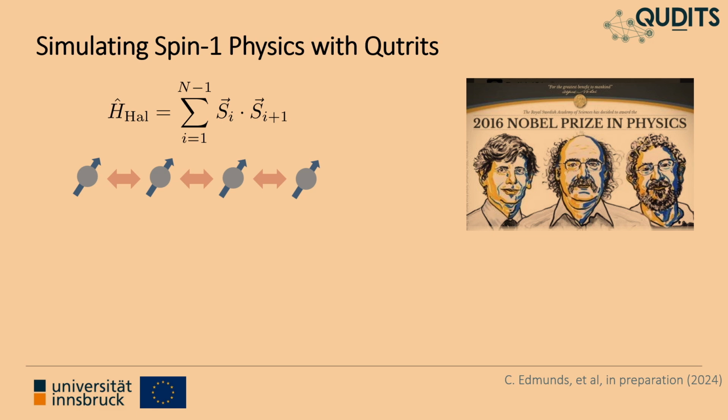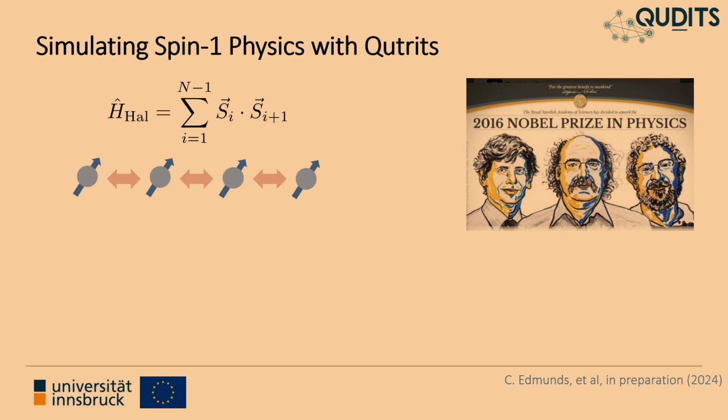This is an important model because this is kind of what started the field of topological states of matter, symmetry-protected topological states. It was recognized by Duncan Haldane that there is a fundamental difference in this Heisenberg model between half-integer spin and integer spin chains, where the half-integer are essentially trivial and the integer spin chains show topological behavior. And this is interesting because this is really a fundamental difference between a qubit and something larger than a qubit. So this is what we want to study.